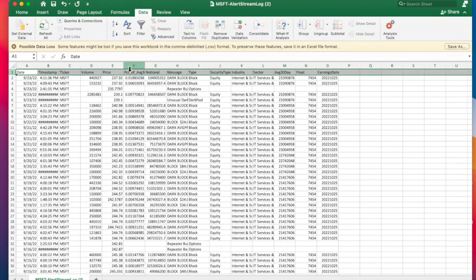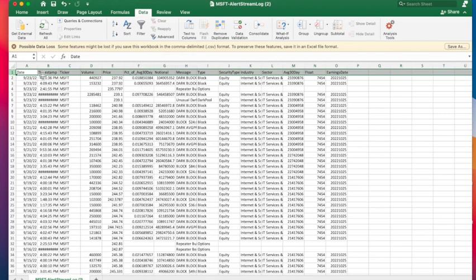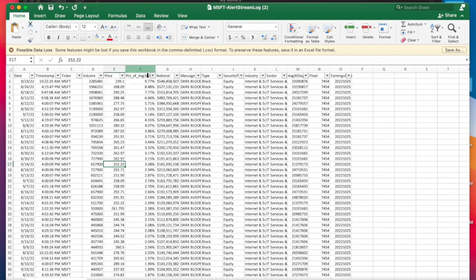So this column, I really like to use the percent of 30 day. I'm going to throw filters on here real quick. Okay, so I've got my filters on. I've got this sorted by descending 30-day average volume.